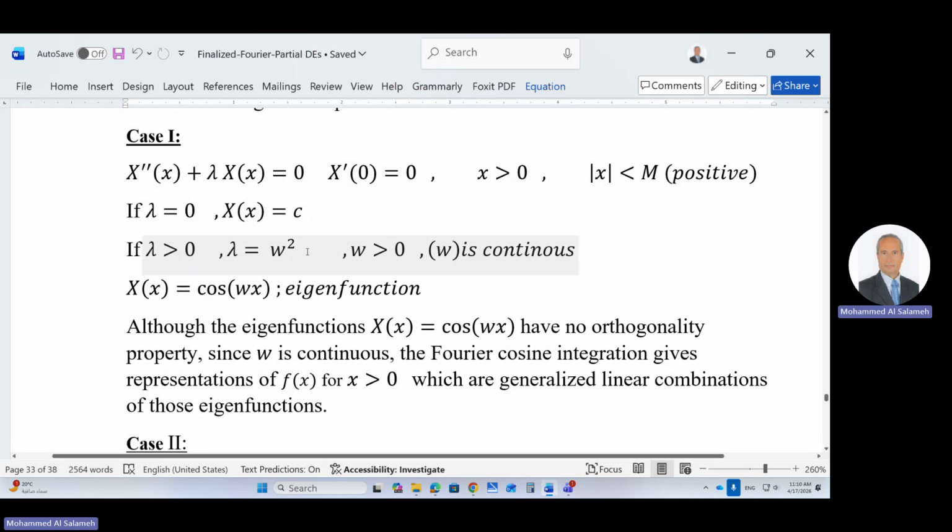Here we will have lambda equal omega squared, and the solution is simply X of x equal cosine omega x, because it is root lambda. We know that all of the eigenfunctions X of x equal cosine omega x have no orthogonality.